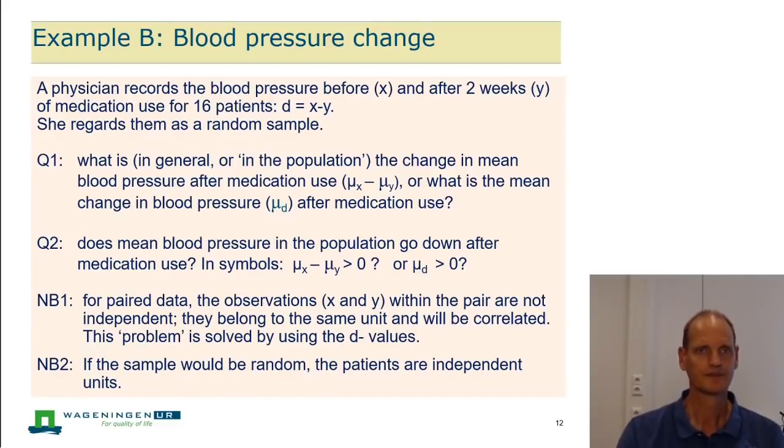A second note: if the sample were random, which in this case it was not, the patients are independent units. That's why it is important that the physician regards the observations as independent. If you had 5 family members in a row or so, the independence would no longer hold.